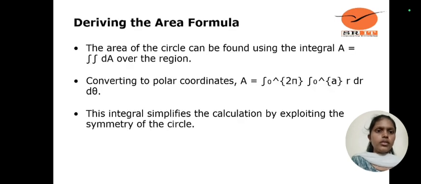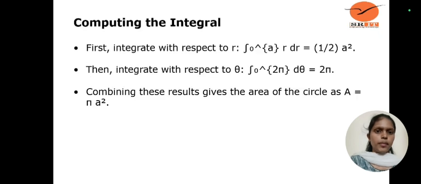Deriving the area formula. The area of the circle can be found using the integral A equals double integral dA over the region. Converting to polar coordinates, A equals integral from 0 to 2 pi of integral from 0 to a of r dr d theta. This integral simplifies the calculation by exploiting the symmetry of the circle.